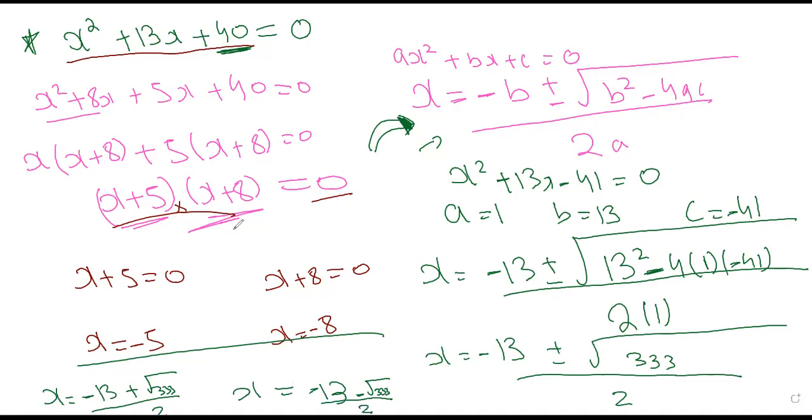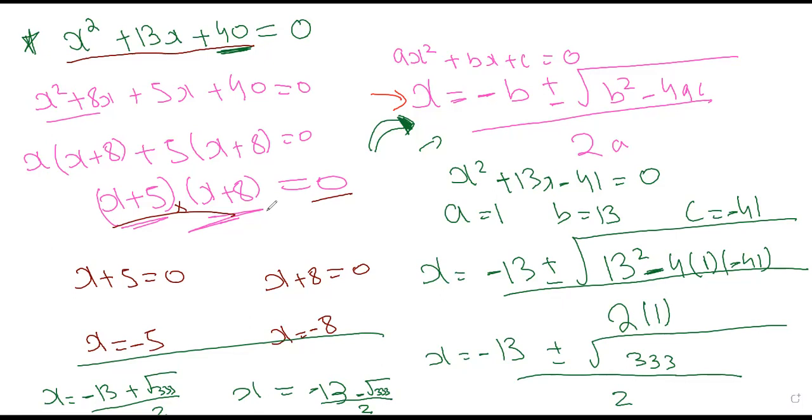So even if you are able to make the factors, you can use this formula. But obviously using this formula is more difficult than using the factorization method, right? But in questions where you are not able to factorize, you can always use this formula and find the values of x, right? So did you understand this?